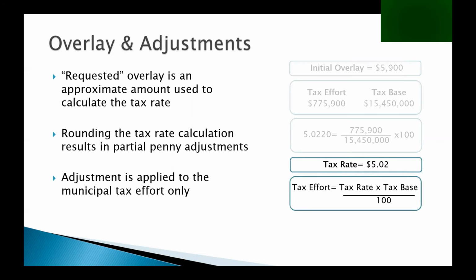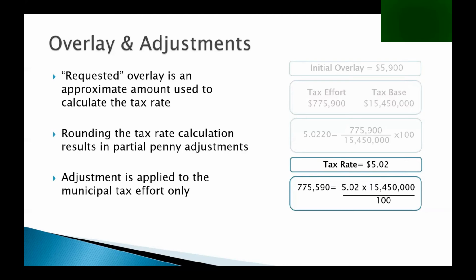Now, we've dropped that fractional cent, the 0.2 of a cent there, which might not seem like much, but when you're dealing with communities that are worth millions or hundreds of millions of dollars, or large tax efforts, that matters quite a bit. It's going to throw your numbers off. So to actually determine the adjustment amount, we're going to reverse the equation. And instead of calculating a tax rate, we're going to figure out what tax effort we need.